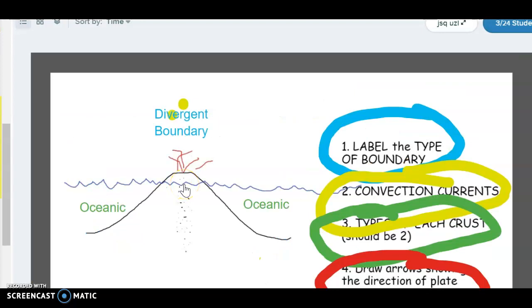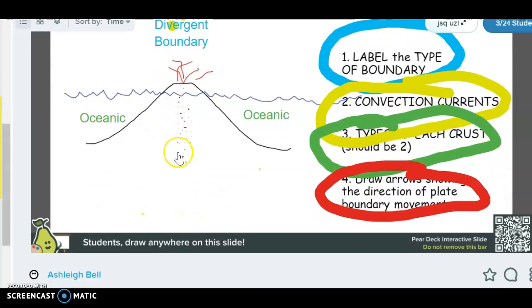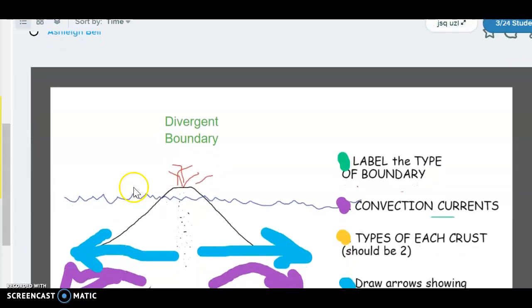So this one here is a little bit different. It is actually a ridge that sticks out of the ground. So it is a mid-ocean ridge. It's going to be a divergent boundary. This person has everything except they don't have the directions for the plates or the direction for the convection current, so it was not completed.